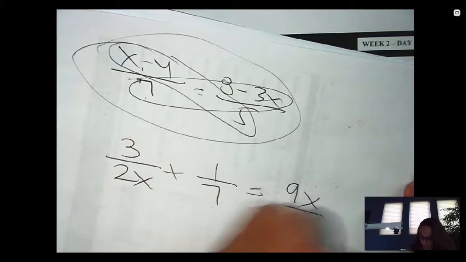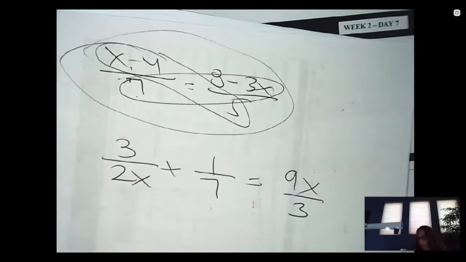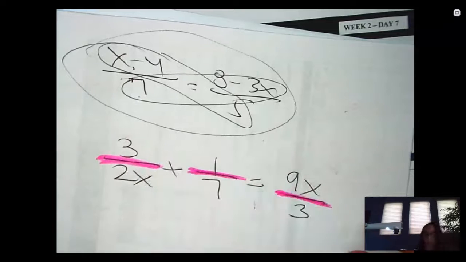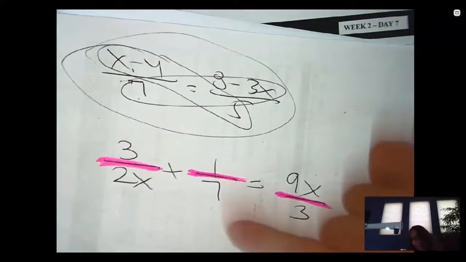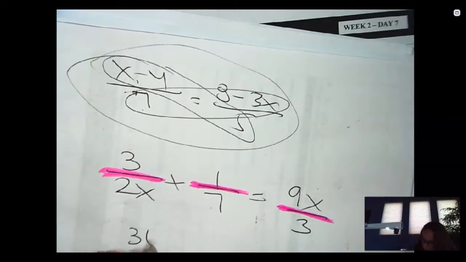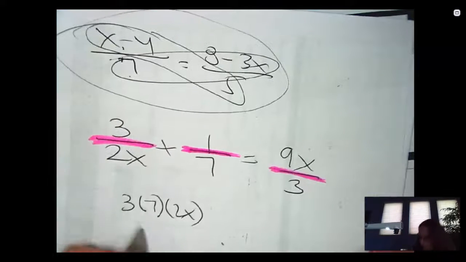What if I have 3 over 2x plus 1 over 7 equals 9x over 3? What am I going to do? So I would go, hey, this is divided by 2x, this is divided by 7, and this is divided by 3. So multiply by 3, multiply by 7, multiply by 2x. So if I'm multiplying by 3 and by 7 and by 2x, what am I really multiplying by?